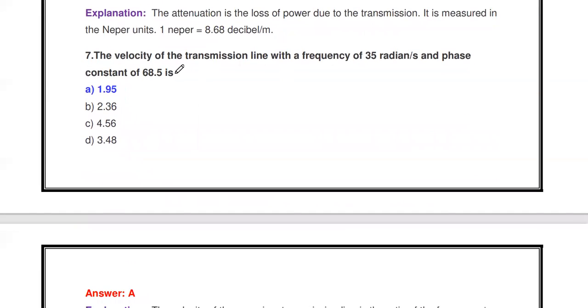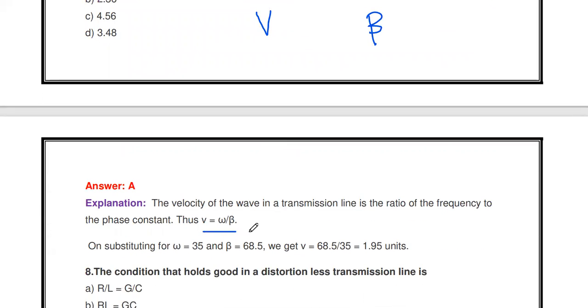Then the next one: the velocity of a transmission line with frequency 35 radians per second and phase constant 68.5 is dash. Here we have to find the value of velocity. The two data given are the frequency and the phase constant beta. The frequency is given in radians, so omega is given, not f. The relation between these three is that the velocity V is the ratio of the radian frequency divided by the phase constant.